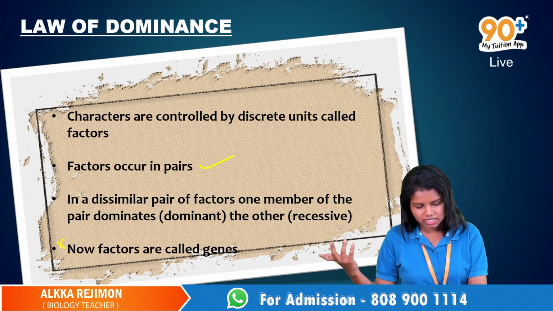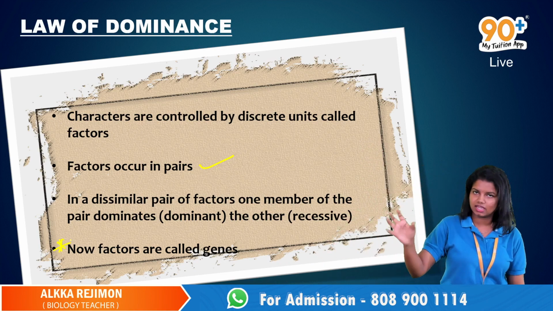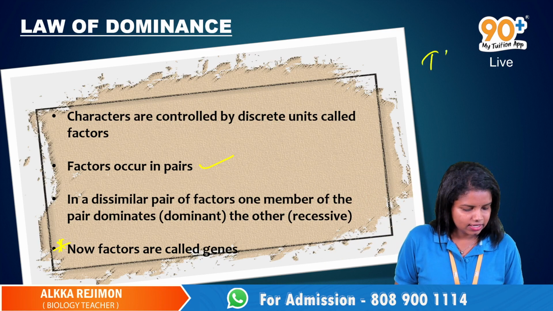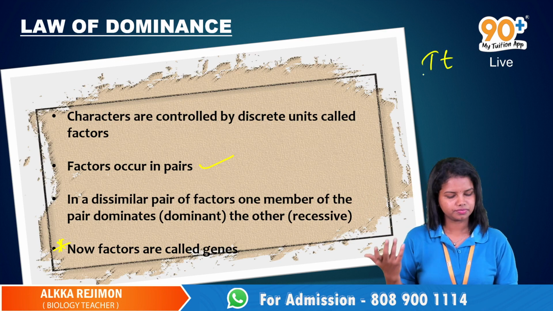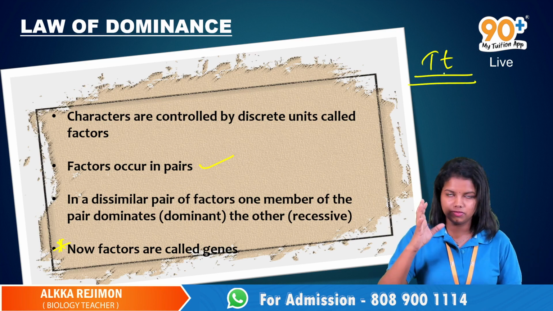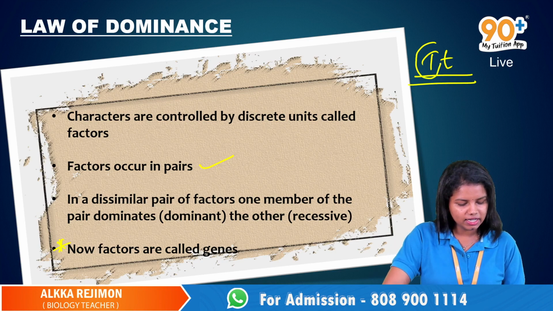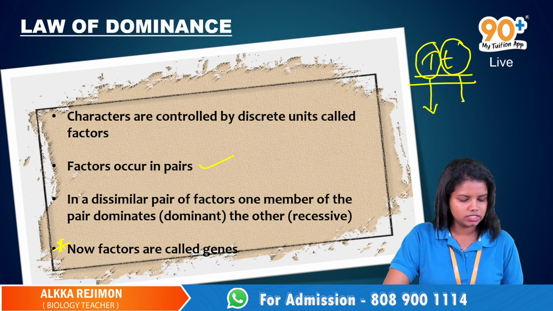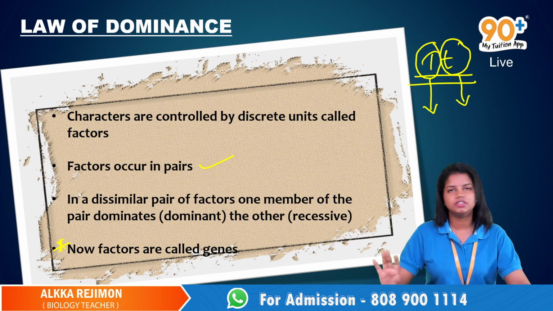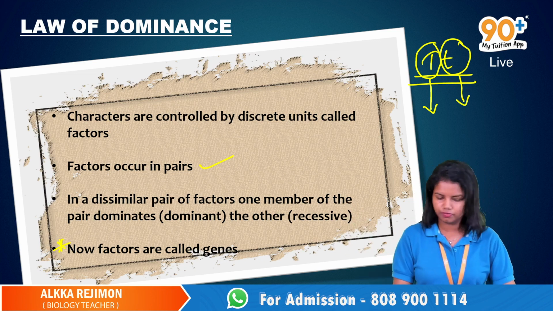Mendel's factors are genes. So when you take capital T, small t, this is a pair of genes, right? And in this gene pair, the dominating one would be capital T and the recessive one would be small t. The recessive allele is not at all going to be expressed in the first generation. That is the law of dominance.